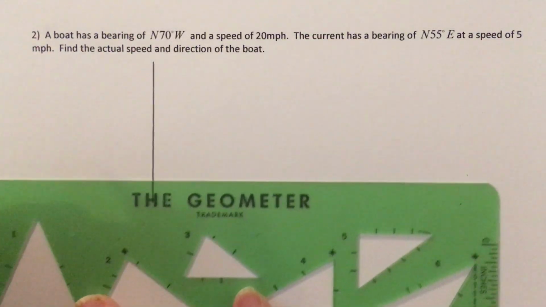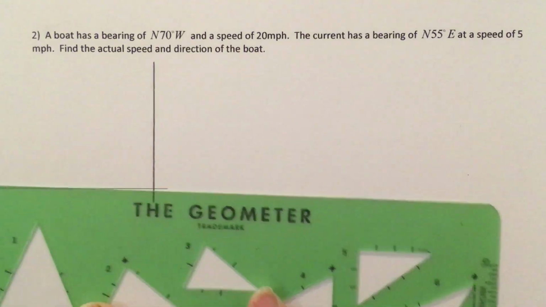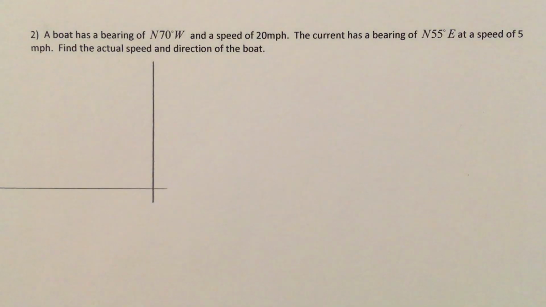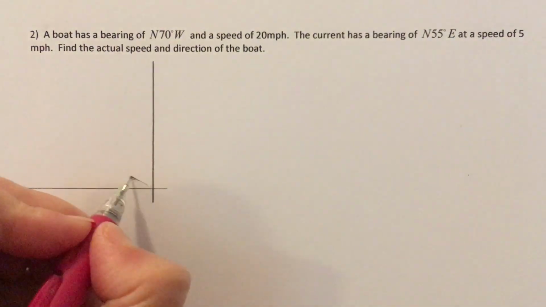I'm going to go over here and draw me an axis like this. So the boat has a bearing of north 70 west. 70 degrees is a pretty big angle. I think it's probably like here.